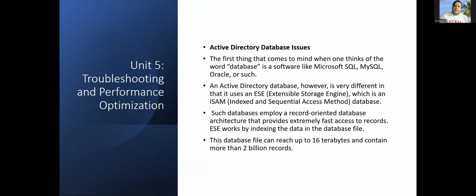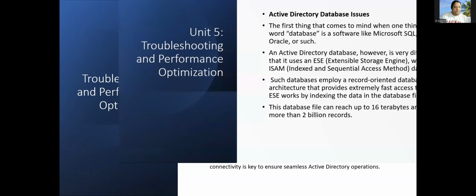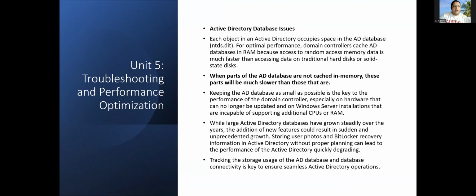This database file can reach up to 16 terabytes and contain more than 2 billion records. That's a lot of data to process. Each object in Active Directory occupies space in the AD database, ntds.dit. For optimal performance, domain controllers cache the Active Directory database in RAM because access to random access memory data is much faster than accessing data on traditional hard disks or solid state disks.